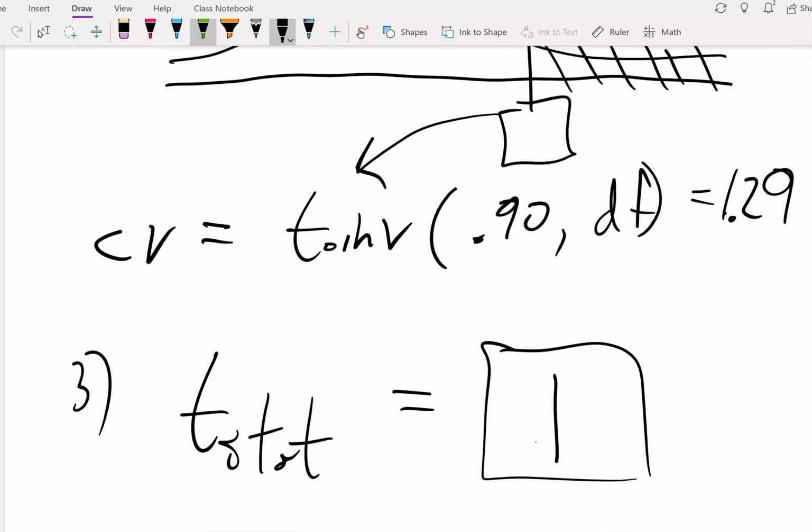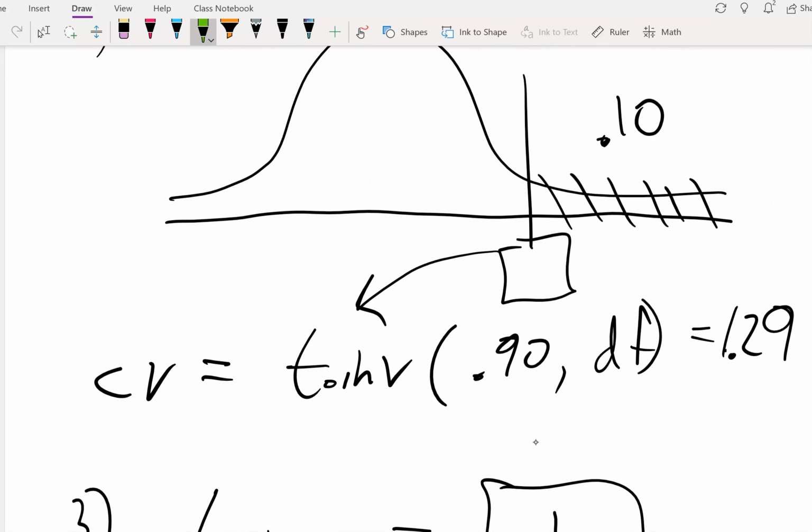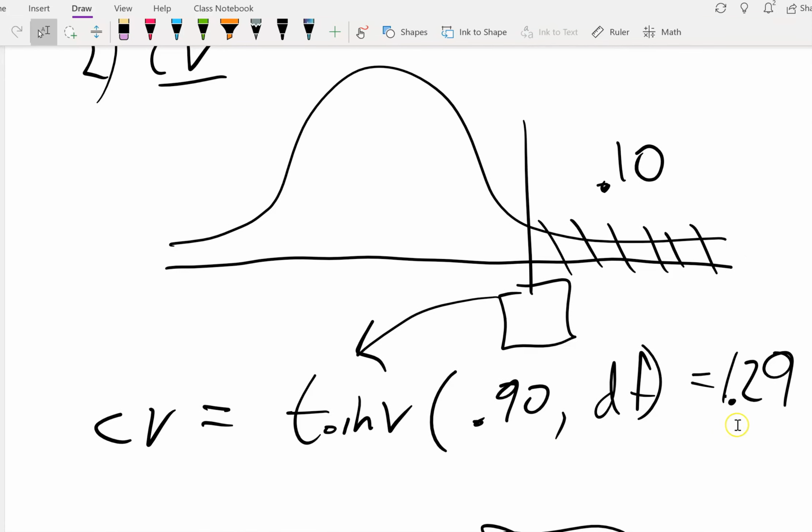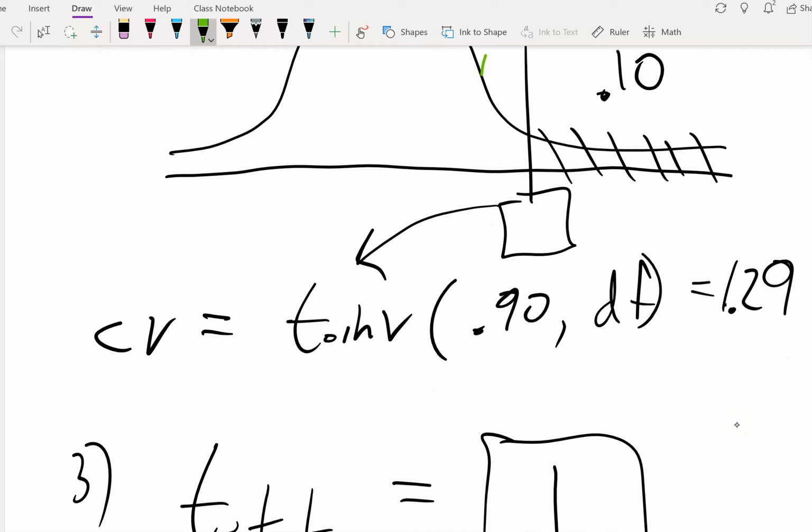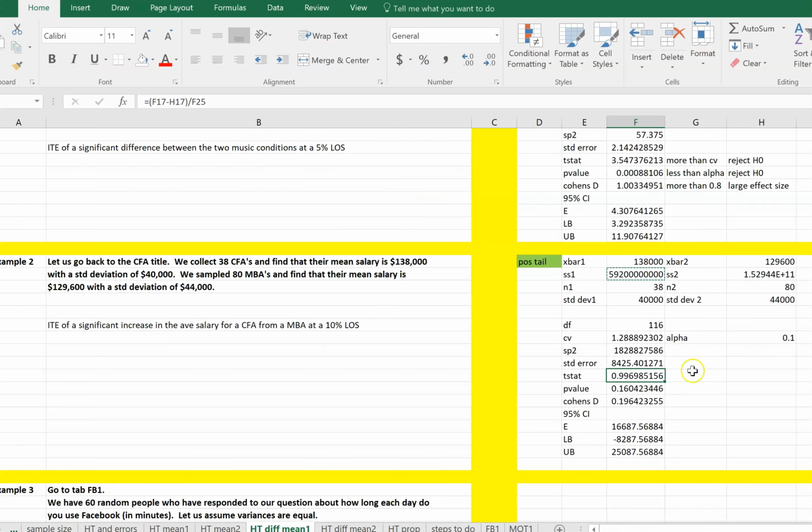Well, does my t-stat fall in my critical region? Well, my critical region is 1.29 and above. The answer is no. A t of 1 does not beat a t of 1.29. So it does not fall in the rejection region. All right, so is my t-stat more than the critical value? No. So DNR H naught. Do not reject H naught.